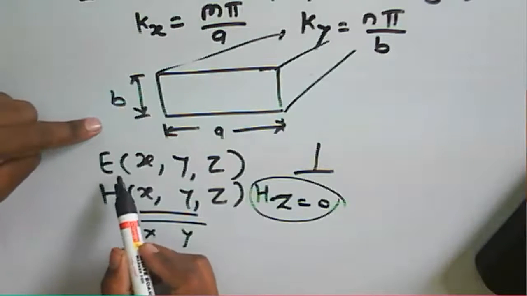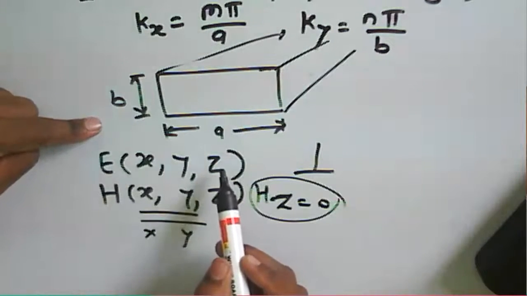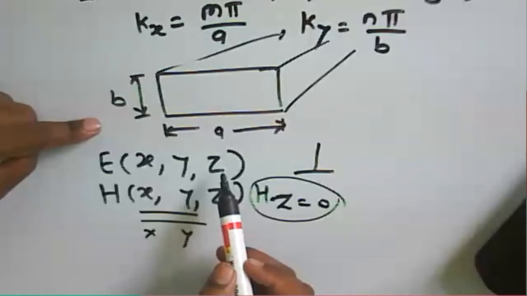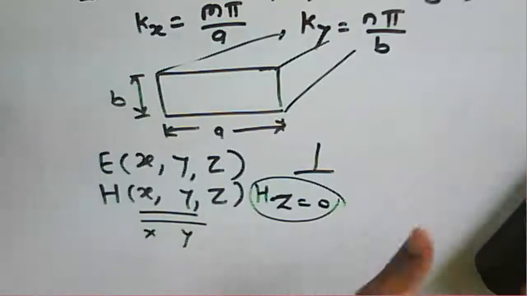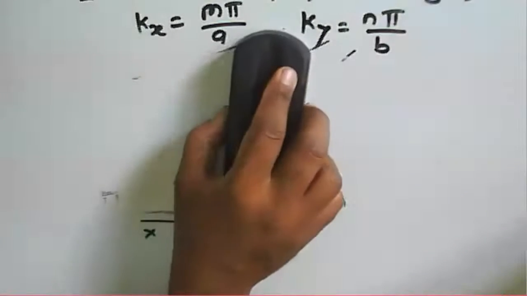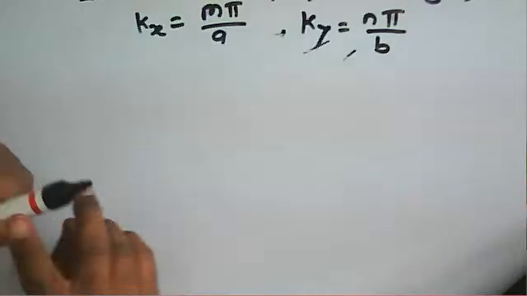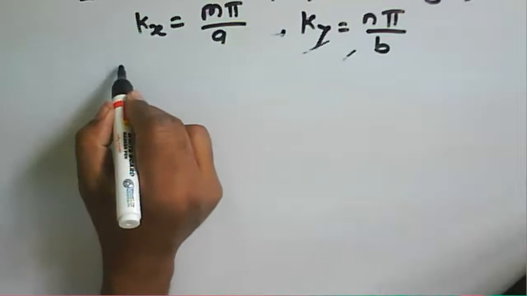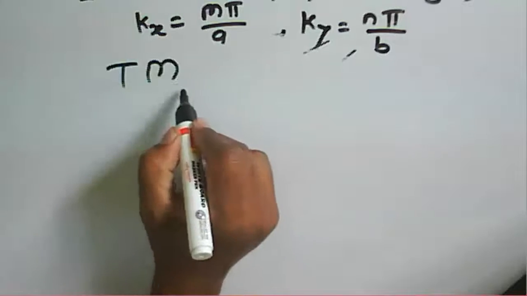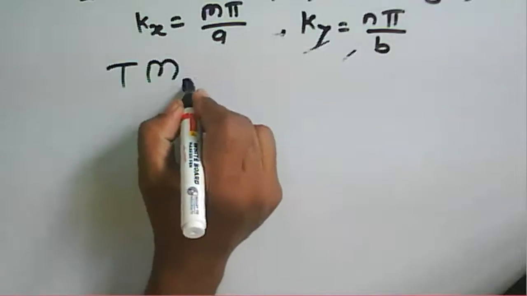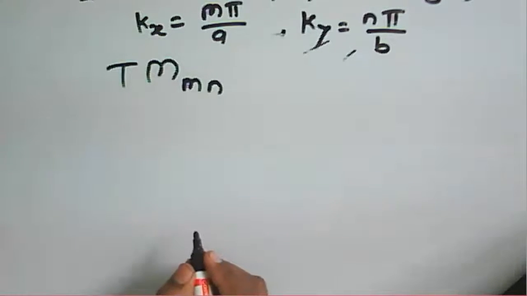In a TE wave, Ez is equal to 0. That is called a transverse electric wave. And this m and n specify the variation of the field along a and b. So that's why we say your wave is a TM wave, with m and n specification.